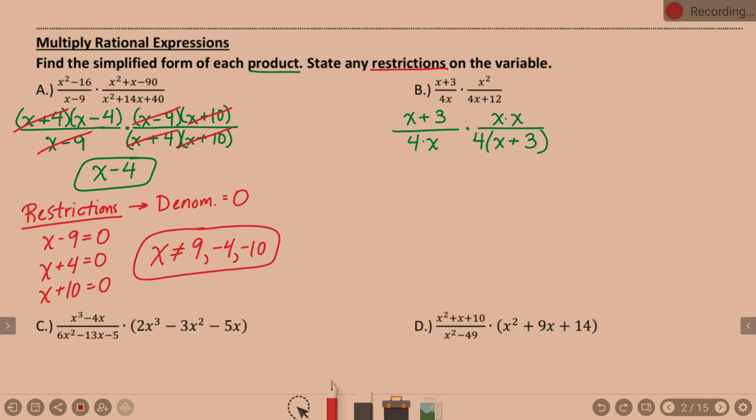Now, what cancels? Okay, so the obvious x plus 3 on top cancels with x plus 3 on bottom. And I gave you a hint already, but there's one other thing that's going to cancel, and what is that?